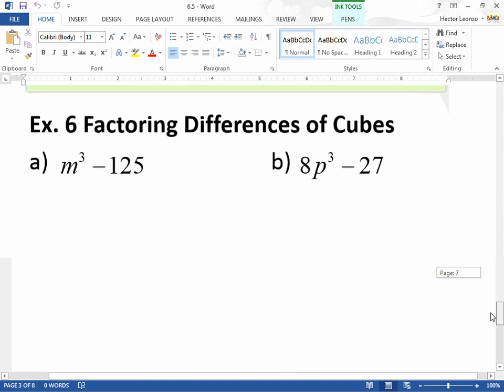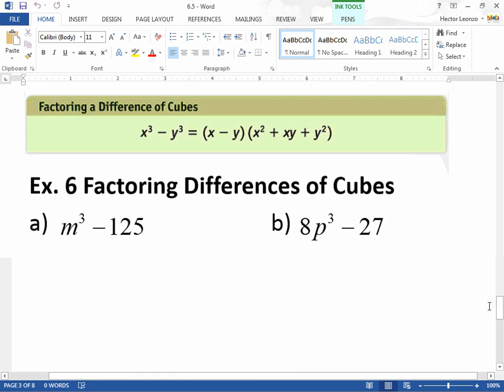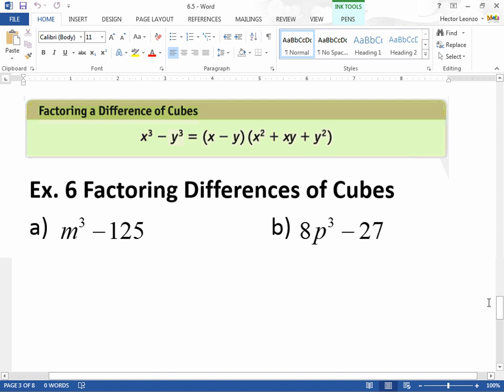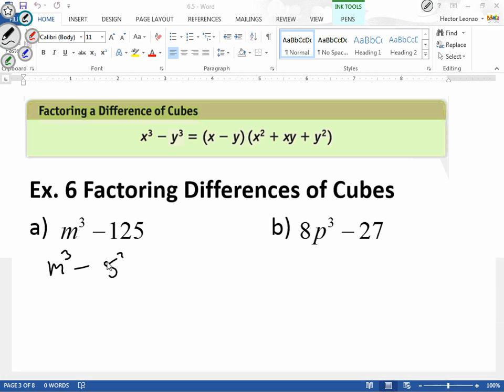Now, we're going to do the difference or sum of cubes. When it has cubes, remember for squares, we needed to have a minus and it was squares. But when it comes to cubes, we could have a minus in between or a plus in between. Let me rewrite this as m to the third minus 5 to the third. All right, so pay close attention to how this one is done.